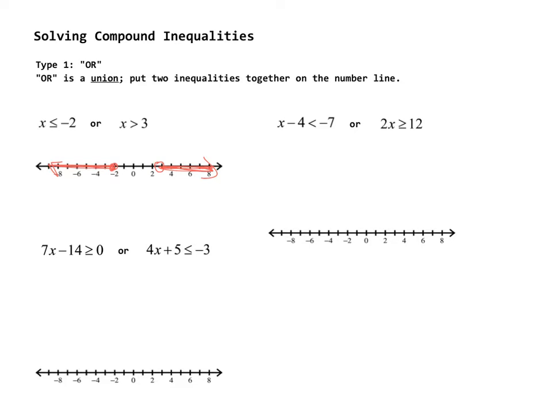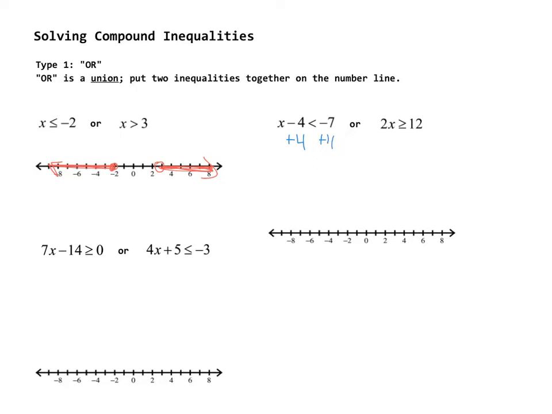Okay? Now, we're going to actually solve these. It's going to be very basic, just like solving what we've been doing, just we're going to have 2 to solve instead of 1. All right? So the first one, x minus 4 is less than -7, or 2x is greater than or equal to 12. You solve each inequality separately.